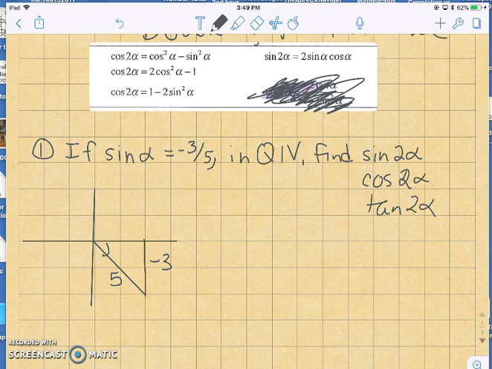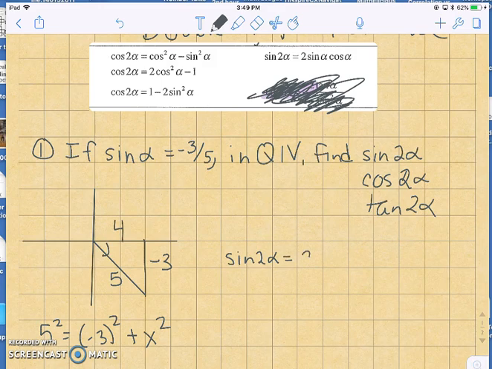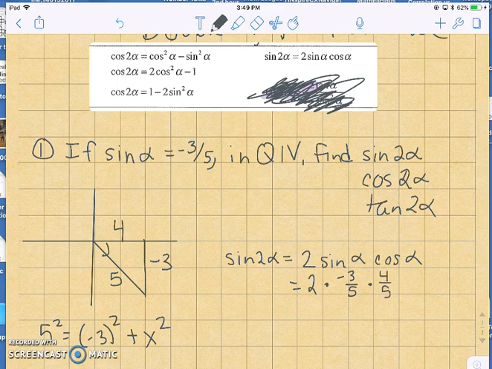Then we can do the Pythagorean theorem to find x. If you solve that, you'll find that x is equal to 4. So now we're just going to use these formulas. The first one, the sine of 2 alpha, is equal to 2 sine of alpha cosine of alpha. You could put theta in there, or whatever you want for the angle. So 2 times our sine, opposite over hypotenuse, negative 3/5, times our cosine, adjacent over hypotenuse, 4/5. We multiply across, so 2 times 3 times 4, we have negative 24/25.